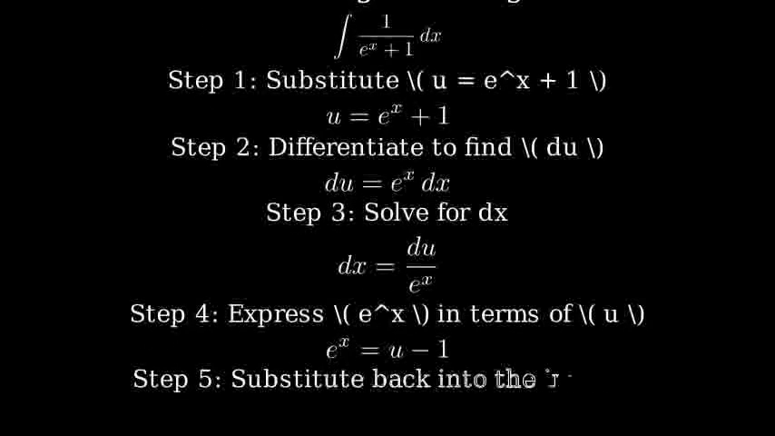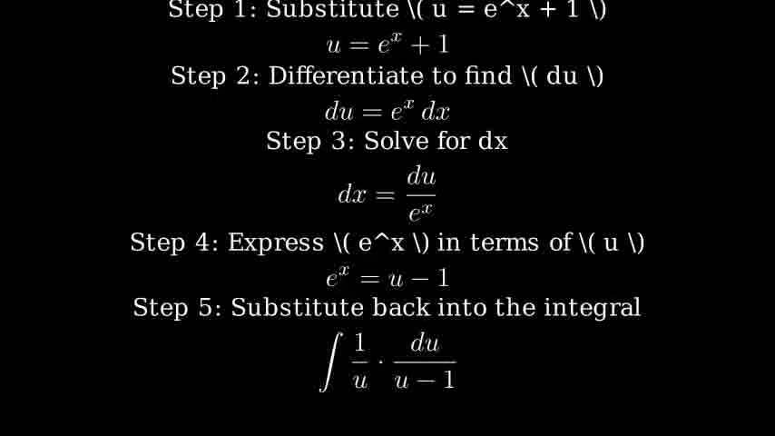Now we can substitute everything back into our original integral. We'll replace e raised to the power of x with u minus 1, and dx equals du divided by e raised to the power of x. So the integral becomes 1 over u multiplied by du divided by the quantity u minus 1.